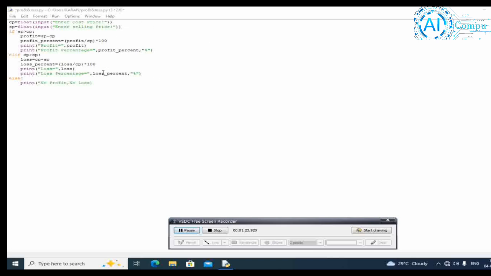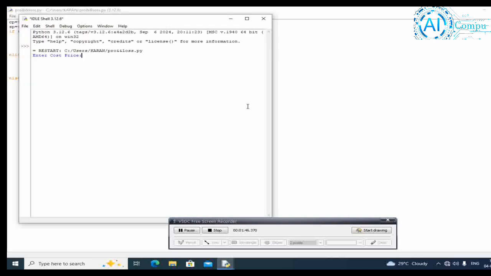See, in this I haven't closed this quotation. I have opened the quotation but I haven't closed it, so I add the double quotation. So see, I have closed it. Let's see whether it runs or shows any error again. Yeah, it's done. For example, just take cost price 456 and selling price 987.